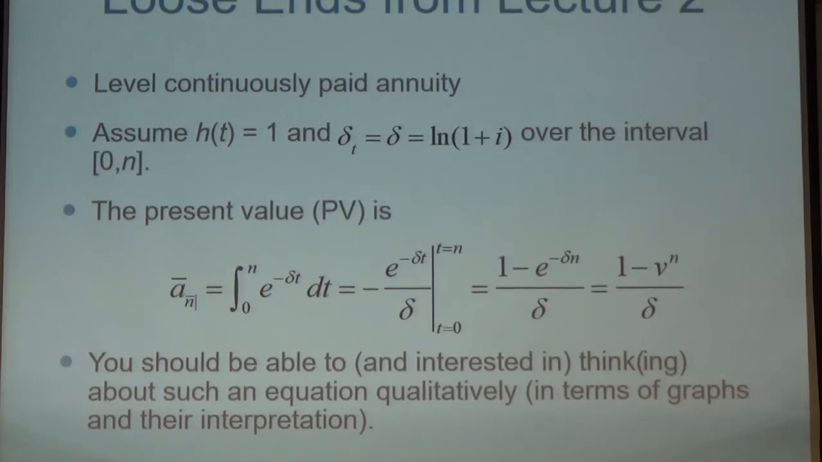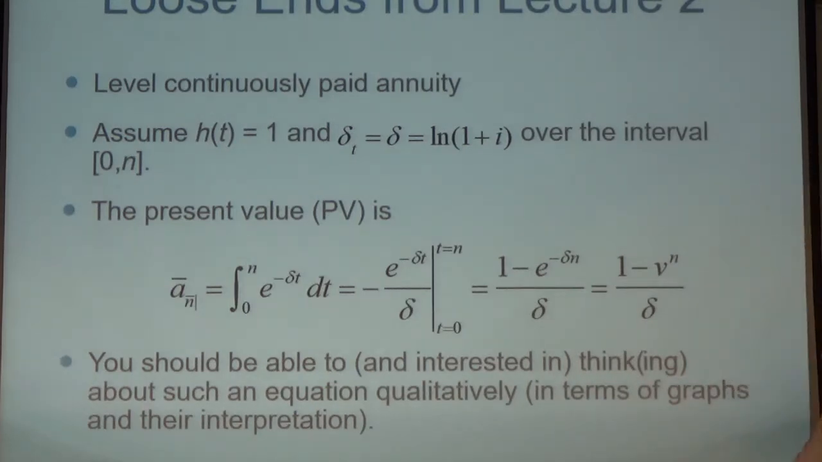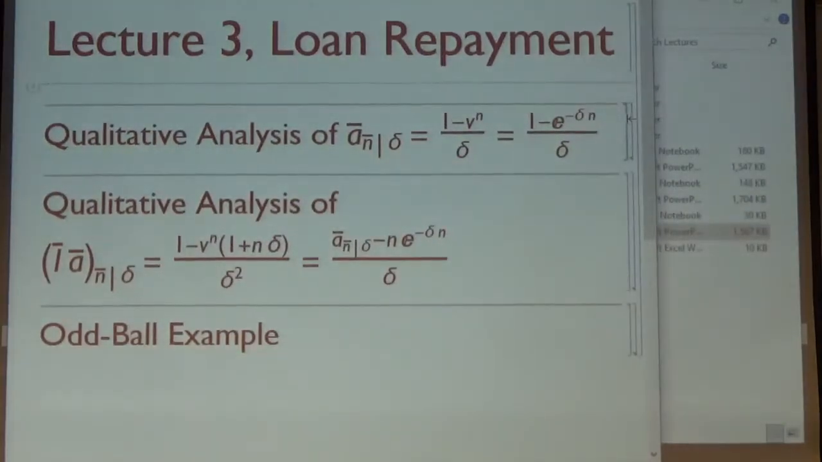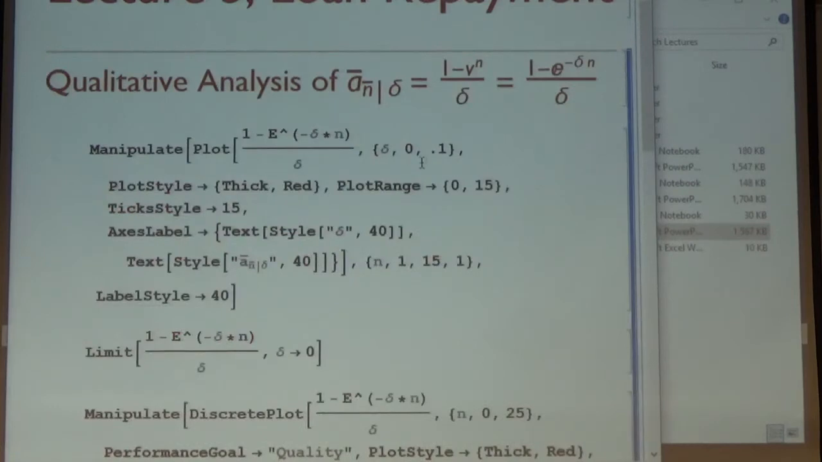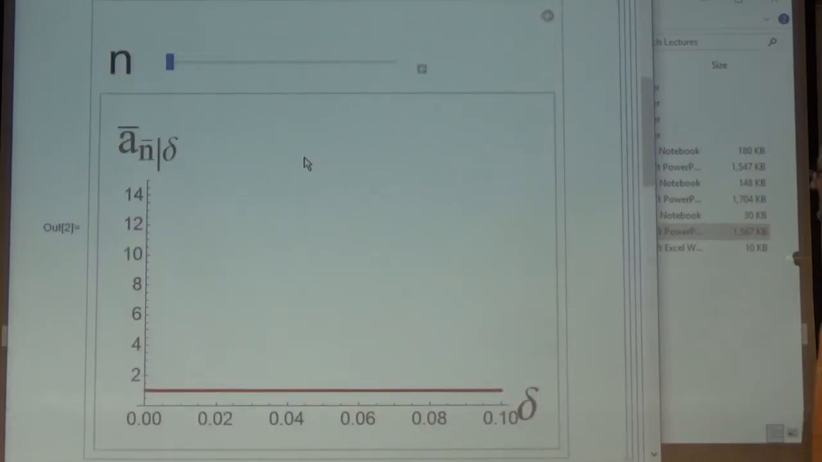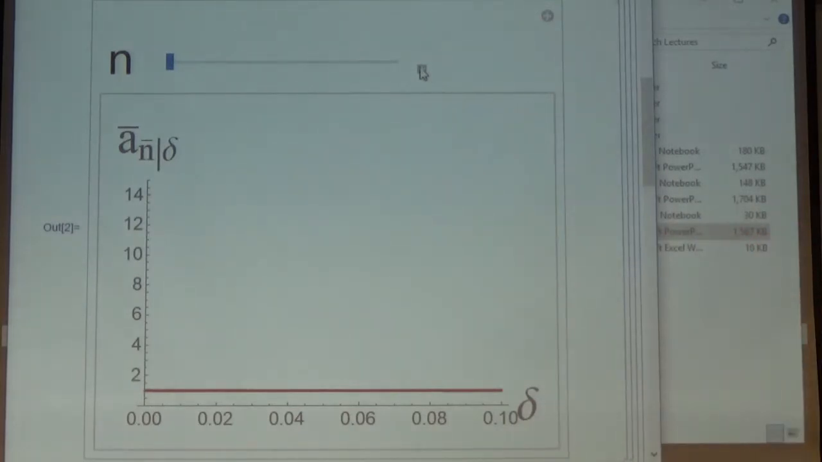You should be able to think about such an equation qualitatively, and you should be interested in thinking about such an equation qualitatively. What do I mean by that? I mean in terms of graphs and their interpretation. I've got a Mathematica notebook here, where we can take a look at graphs related to this equation. What I'm first going to graph here is this present value as a function of delta, the force of interest. And I can let n change and see what happens to the graph as n changes.